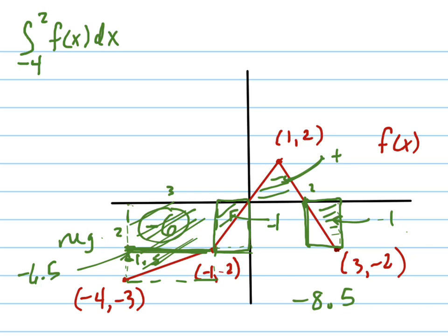And the positive area right here, that's a triangle. 1/2 base times height. That's how I would do that. So it's 1/2, the base is 2. The height is also 2. So that is just +2. And so your total area is -8.5 plus 2, which is -6.5.